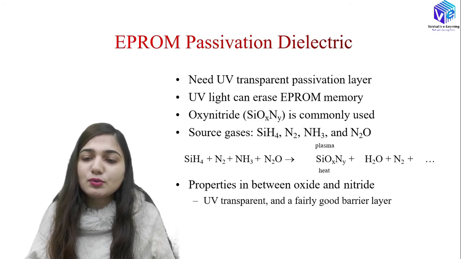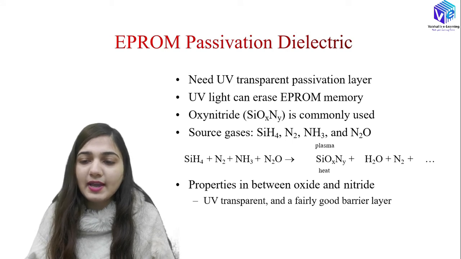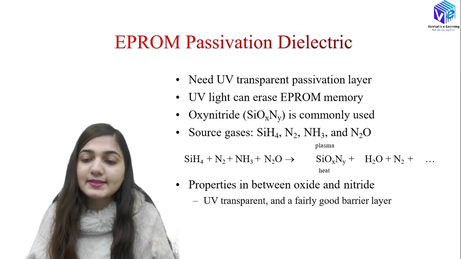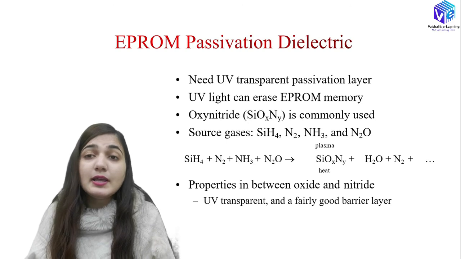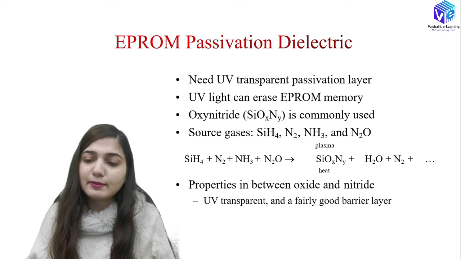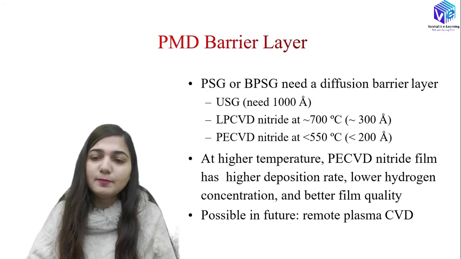Here I am using the source gases Silane, N2, ammonia and N2O. So you can see whenever I have plasma at high temperature and the source gases Silane, N2, NH3 and N2O, then I am forming the oxynitride SiOxNy plus H2O plus N2O plus some other volatile compounds. If I am using the oxynitride, it has properties in between oxide and nitride. First of all, the very big advantage of using the oxynitride is that it is UV transparent, which we require, and it can be used as a good barrier layer.